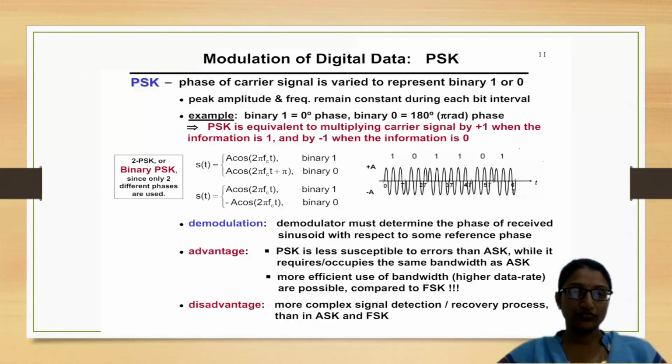Coming to the representation of the modulated signal of PSK, S of t can be written as A cos 2 pi fc t when binary 1, and when binary 0 is transmitted, we can represent the modulated BPSK as A cos 2 pi fc t plus pi. Further, plus pi is nothing but we can also write it as minus A cos 2 pi fc t, as shown above. So for example, binary 1 has 0 phase shift, binary 0 has 180 degrees phase shift.